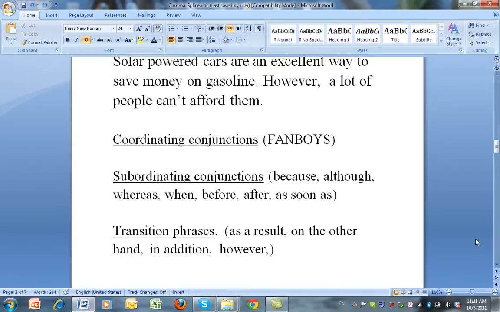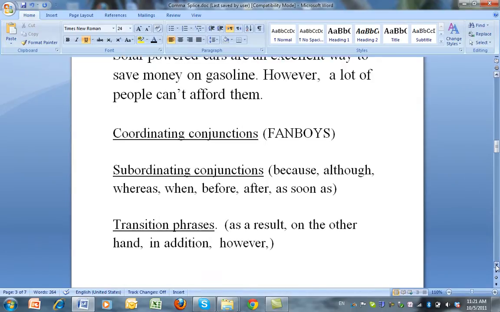And also, we should realize as writers, we generally would like to use a variety of methods. We use some coordinating conjunctions, some subordinating conjunctions, and some transition phrases. It's called sentence variety, and it helps keep your writing a little more interesting.